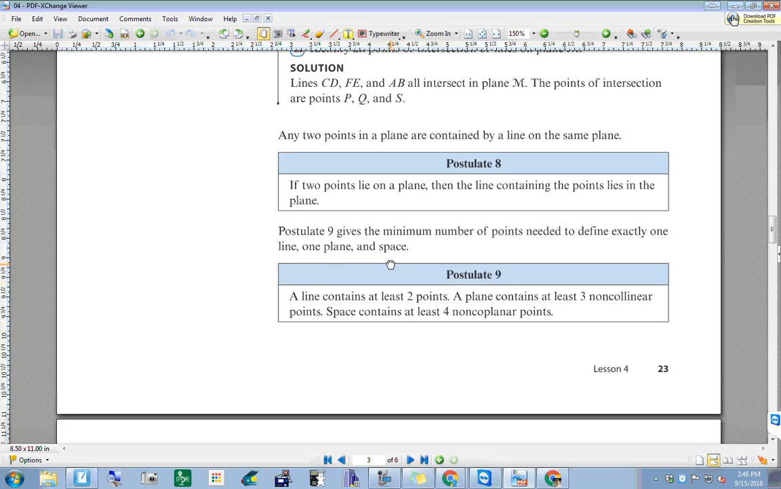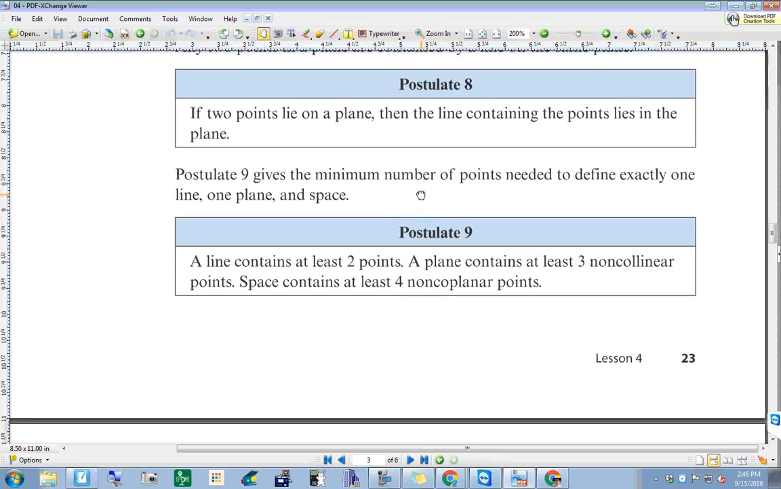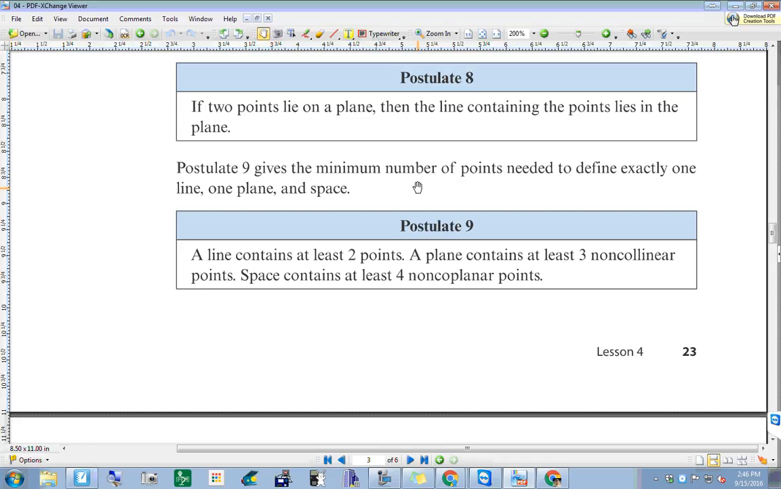So, a couple more postulates here. Postulate 8. If 2 points lie on a plane, then the line containing the points lies in a plane. That makes sense. 2 points lie on a plane. Could I call my desks points? Okay, they're points. They represent certain places on the floor, right?